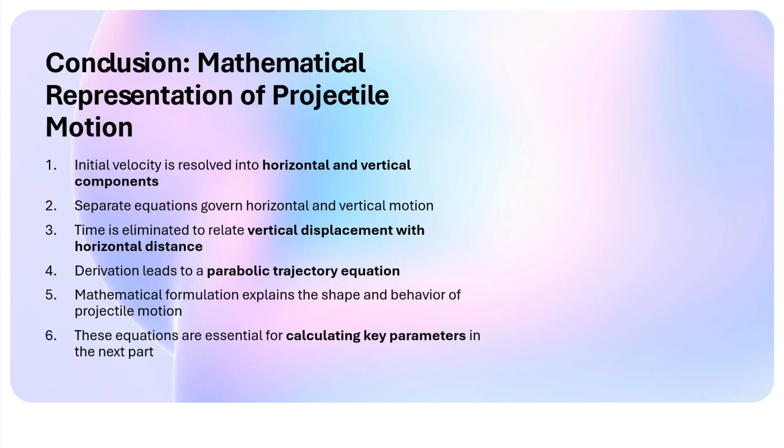So in this part, we resolved initial velocity into components, derived equations for horizontal and vertical motion, and eliminated time to obtain the trajectory equation. So this mathematical formulation helps us calculate key parameters like maximum height, time of flight, and horizontal range. So these are the parameters we'll study in detail in the next part.